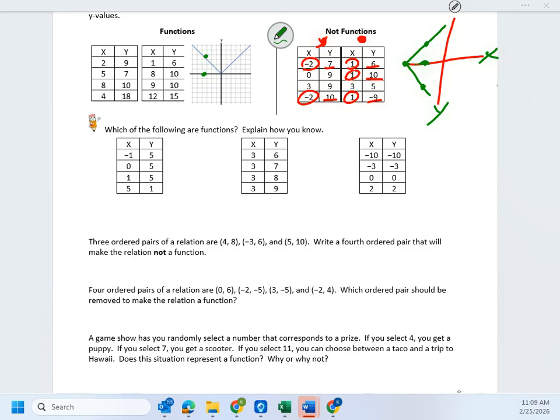So if I had a graph that looked like this, would that be a function or not a function? No. I didn't draw a straight line. That line, let's make it a little more obvious.